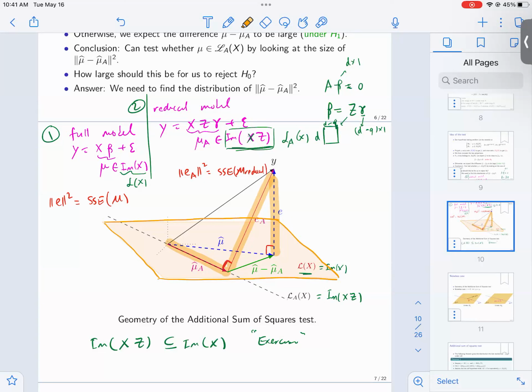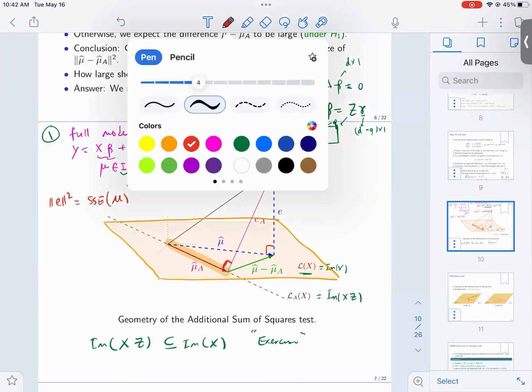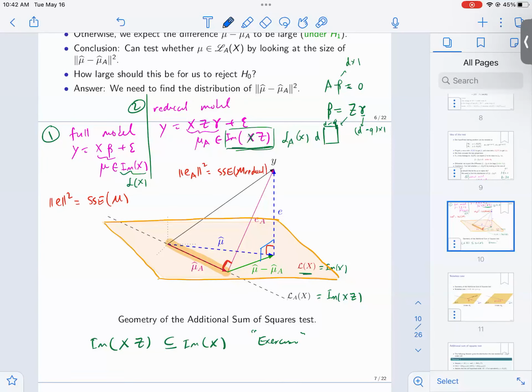And it turns out that because E is orthogonal to the image of X, and this quantity, which is the difference of the fitted values, is going to be in the image of X. We'll come back to this, but you can see it's in the image of X. So E is going to be orthogonal to this. So we have a right angle here as well. So a lot of right angles. So this is also a right angle.